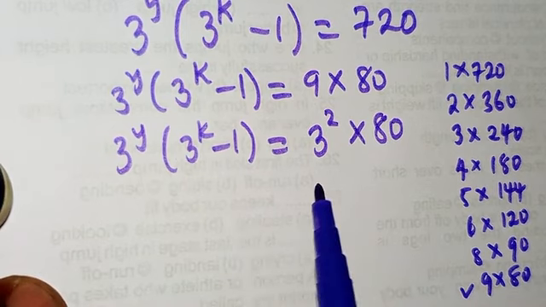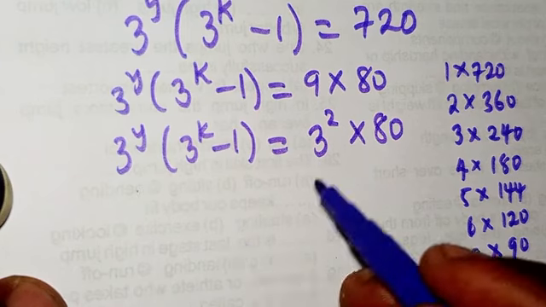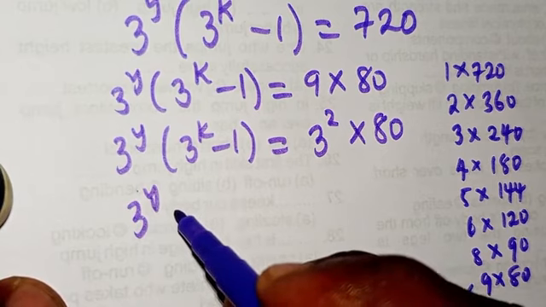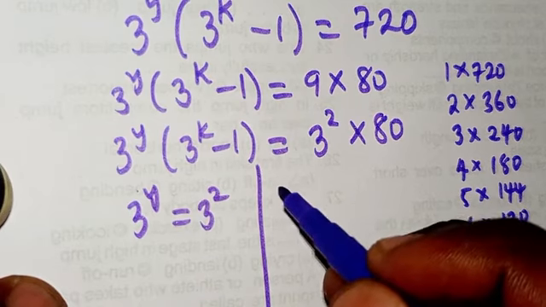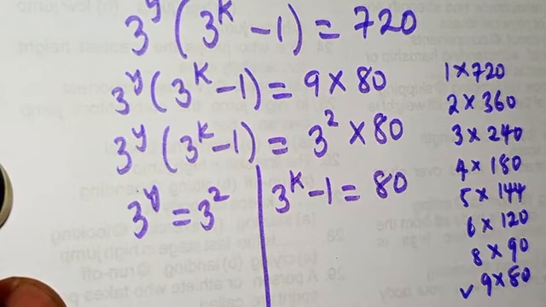Now, for the fact that you can see here we have base 3 here and base 3 here, we can connect these together. We have 3 to the power y equals 3 to the power 2, and we have 3 to the power k minus 1 equals 80.